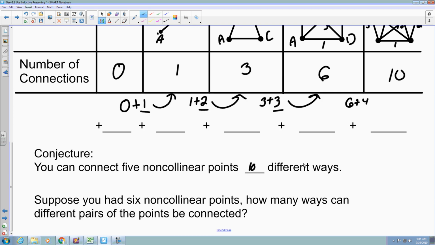And so suppose we had a sixth one. The sixth one would just be 10 plus we'd increase this one by 1, so we have 5. So if we had 6 points, we would have 15 connections.